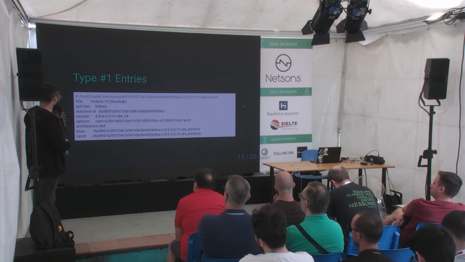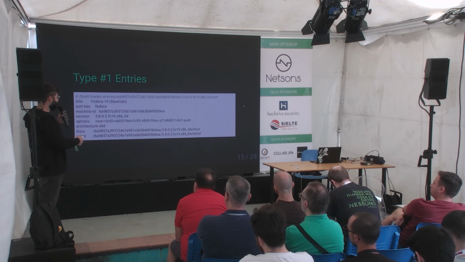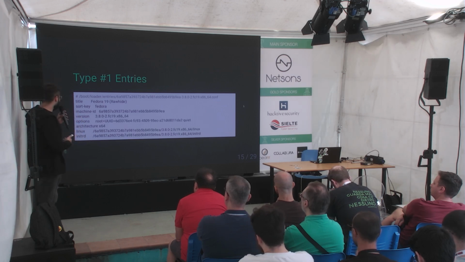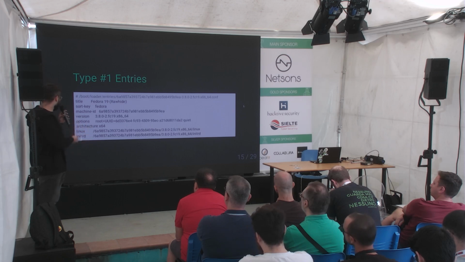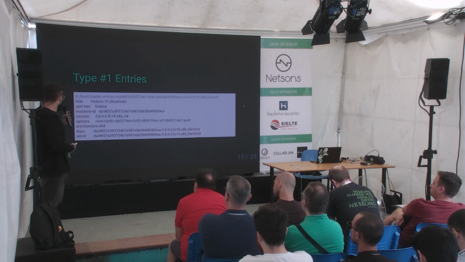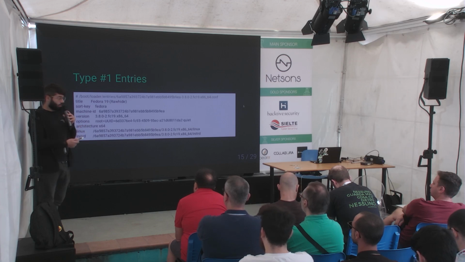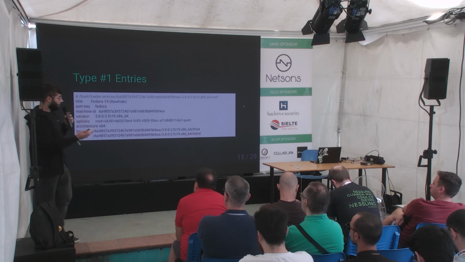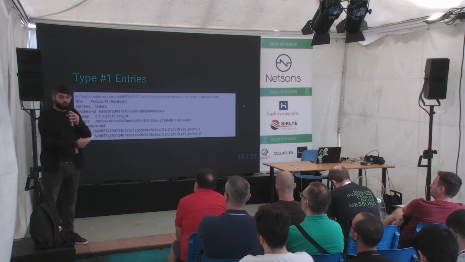Let's see what's written here. So we have the machine ID, which is actually the first part of the name. Then we have the version of the kernel. We have the distribution title, which is Fedora in this case. We have the options for loading the kernel. So in this case, for example, we are passing which root file system we need to load.